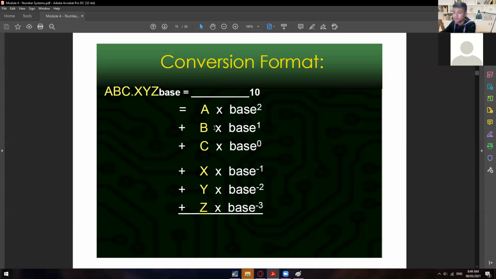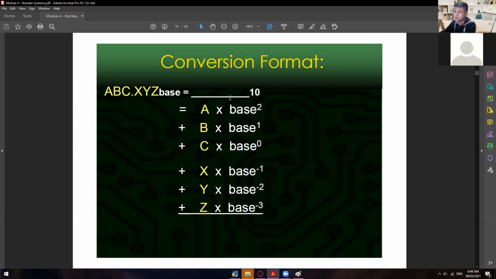Then all of them will be multiplied by the base. Simple as that. So just copy and paste them from top to bottom, and then multiply them by the base. Like for example, if it has a base of 2, so times 2, times 2, times 2.